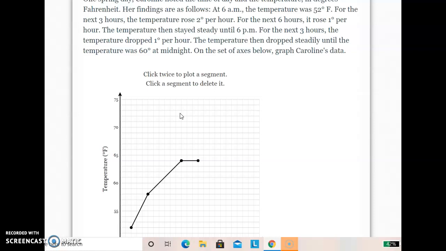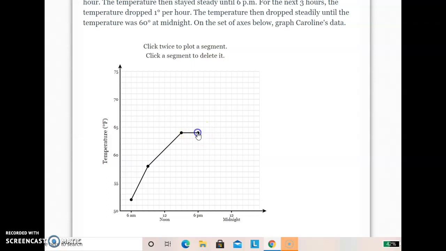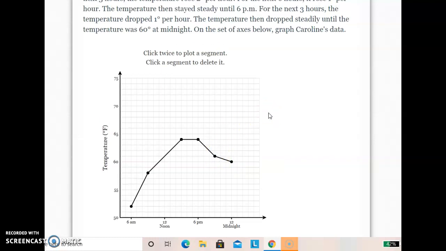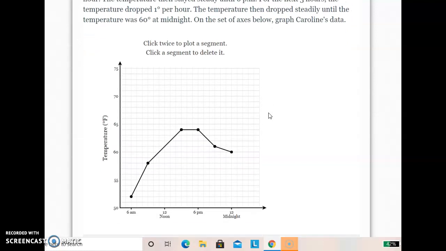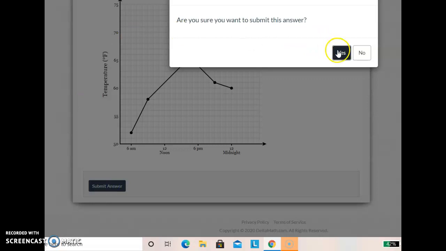After 6 p.m., for the next 3 hours, the temperature dropped 1 degree per hour. So I'm just going to go down this time, 1 degree each hour. So 1, 2, 3. And then it dropped steadily until it was 60 at midnight. So at midnight, I want to be at 60 degrees. So I'm going to take that, 60 degrees, and then connect it over. So this is my situation, and I can see that I've worked through it each time. I'll go ahead and hit submit. Yes, I want to submit it.